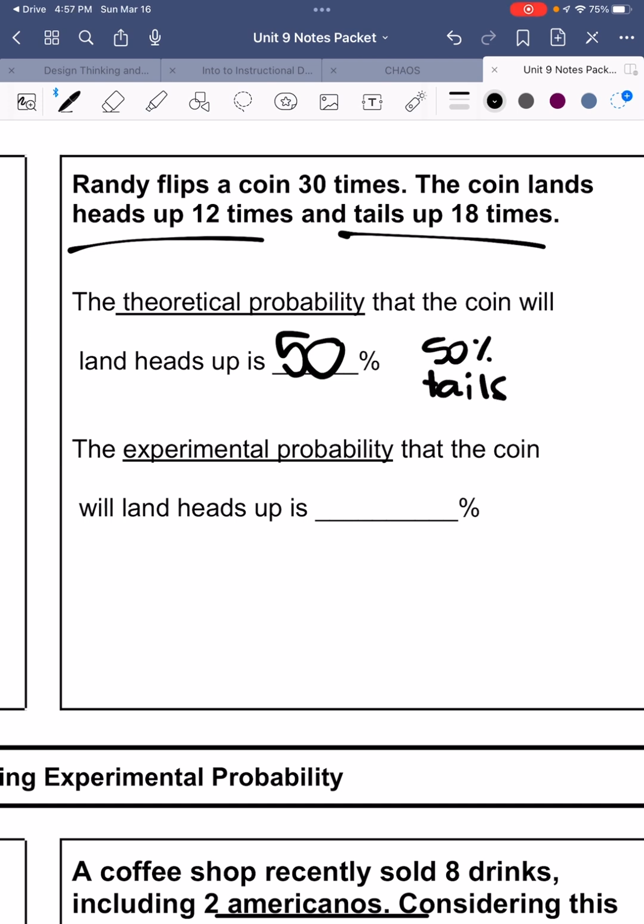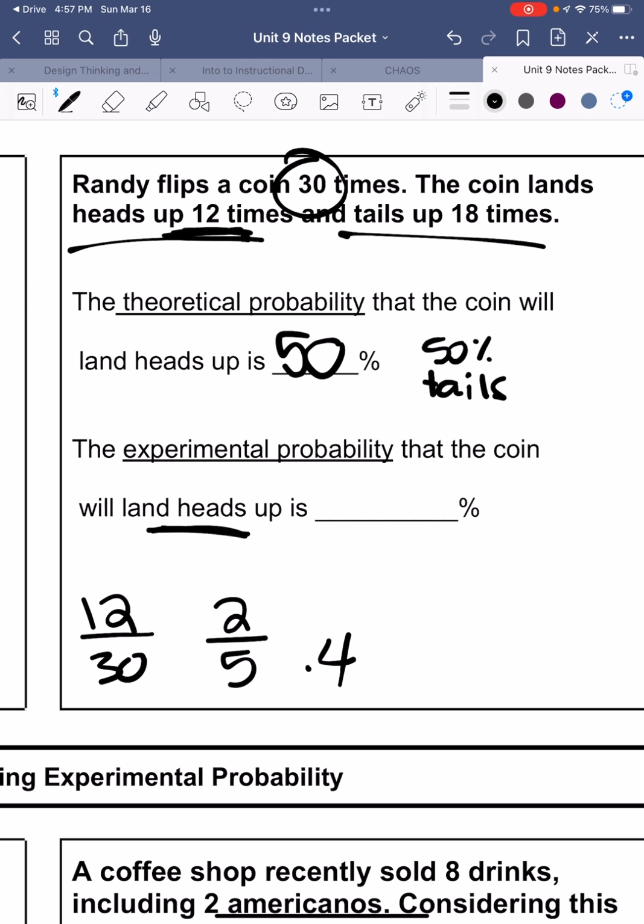But experimentally, heads happened 12 out of 30 times. If we wanted to simplify that, we could get 2/5. 2 divided by 5 is 0.4, times 100, we'll get 40%. So we thought it should happen 50% of the time, but in this case, it actually happened 40% of the time.